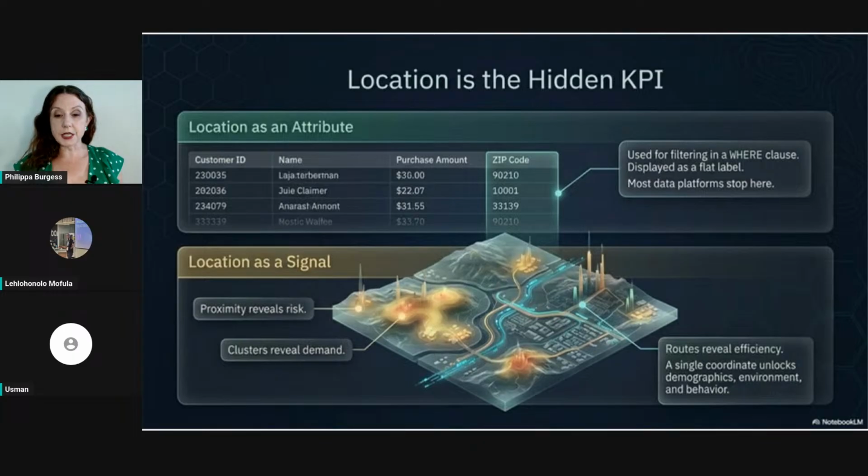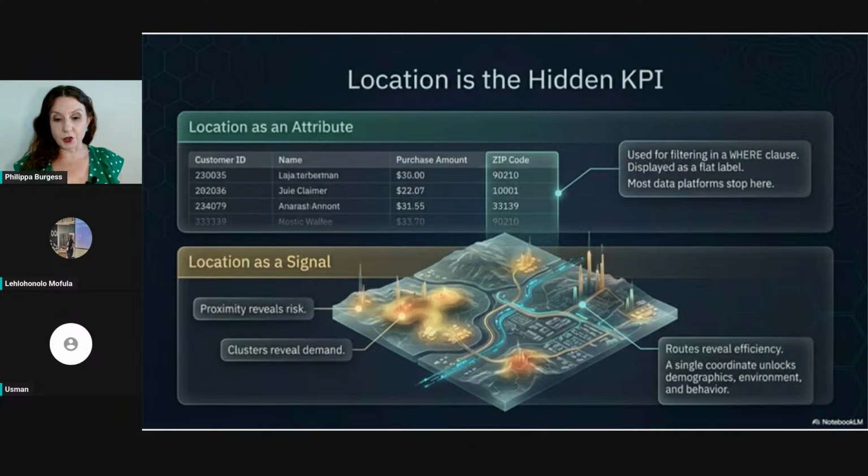And then location is that hidden KPI. So we can look at where that column is that has the zip code, the country, the city, any location information. So you can now completely exploit and visualize that data. It's used for filtering in a where clause, displayed as a flat label. Most data platforms stop here. We're now able to create what proximity reveals: clusters that show real demand, and routes that reveal efficiency. So a single coordinate unlocks demographics, environment, and behavior.